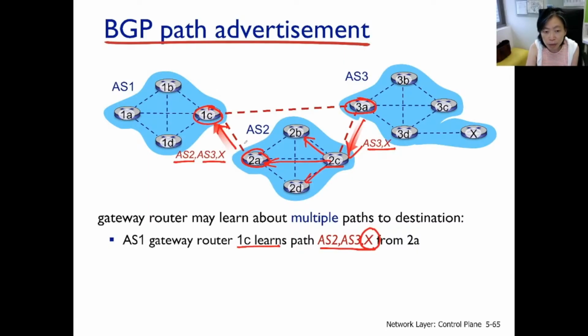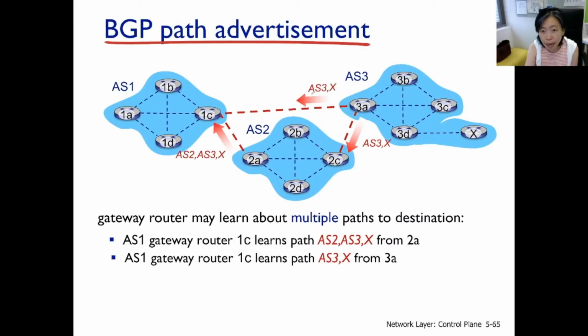And the way to go is for 1C to send to 2A. The other direction is this. 3A can be simply sending what? AS3 X, this path advertisement, directly to 1C, and 1C will just simply learn, right? There's another way to reach destination X, which is just simply sending it to AS3 through 3A. So these are the gateway border routers that 1C sends the packets to, for the two different paths, 2A and 3A.